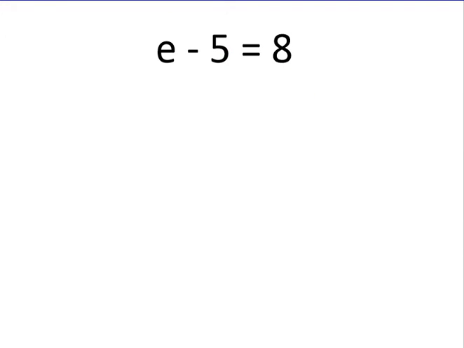Okay, so first thing I'm going to do is find my variable. Here it is, and I'm going to put a box around it. Now I have a minus 5 attached to it, so the inverse of minus 5 is plus 5. Whatever I do to one side of the equal sign, I have to do to the other side. Okay, and I'm going to put little equal signs there.